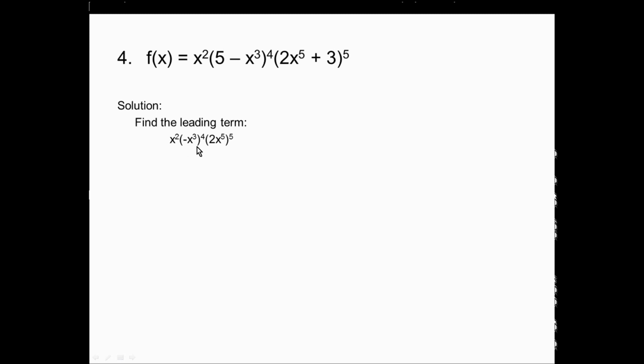Okay, that's going to give you an x to the 12th. Okay, if you take negative 1 to the 4th power, it's positive 1, and then we'll have 2 to the 5th, and that's going to be an x to the 25. Okay, 2 to the 5th is a 32. Negative 1 to the 4th power is 1. Okay, and I have 2 plus 12 plus 25. So I'm going to have 32, x to the 39.